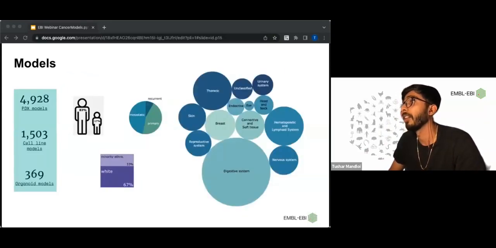In our resource, we have more than 7,000 cancer models with around 5,000 PDX models, 1,500 cell lines, and more than 350 organoid models. We also cover various cancer systems and have some rare cancers like head and neck cancer, and we are constantly working on incorporating more PDCMs in our resource. Out of the total models, 17% are from pediatric samples and 83% from adult samples.